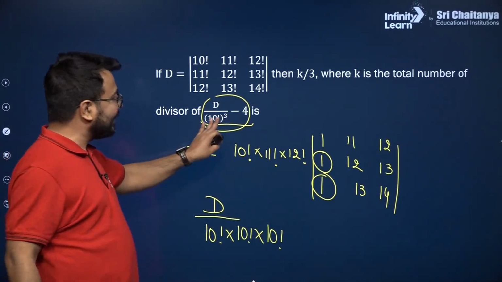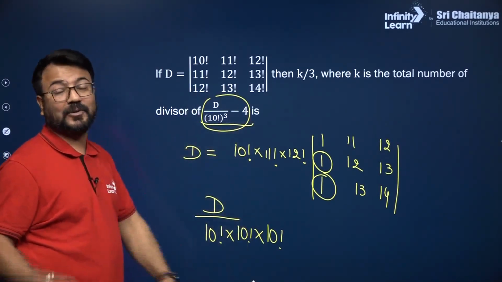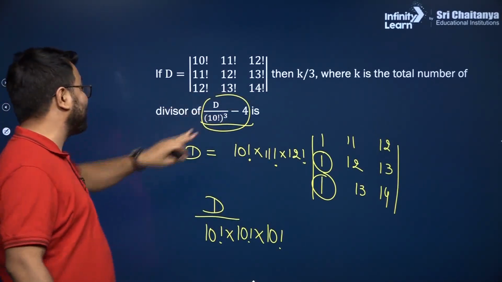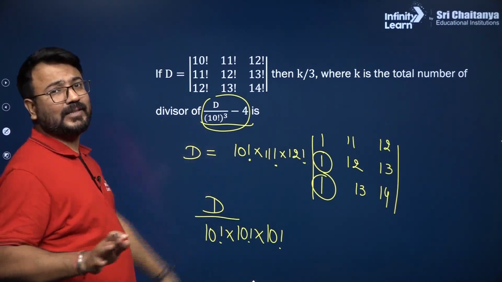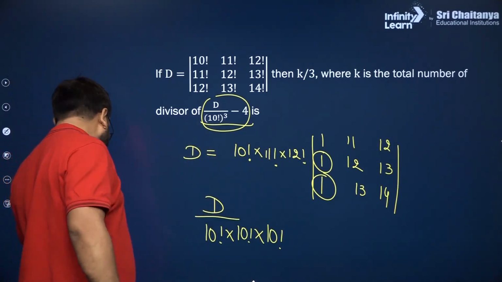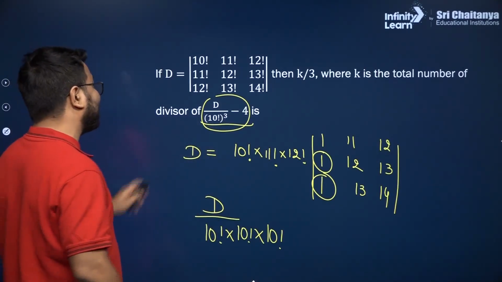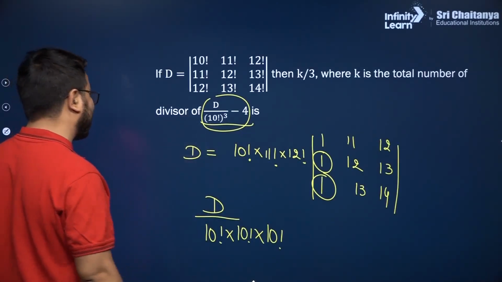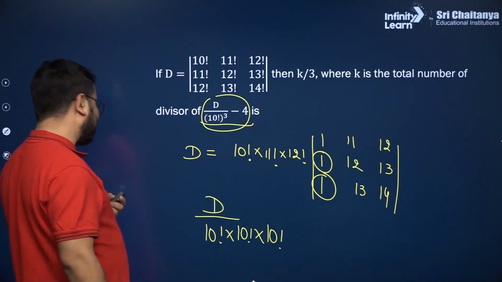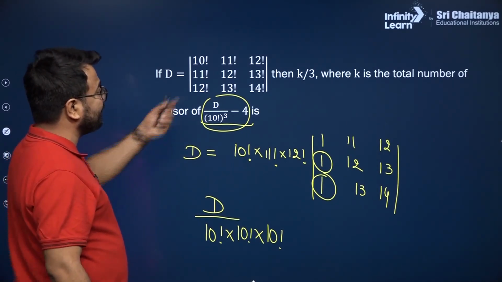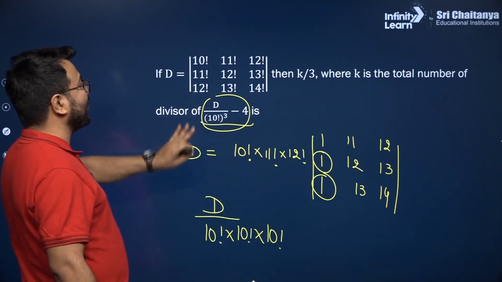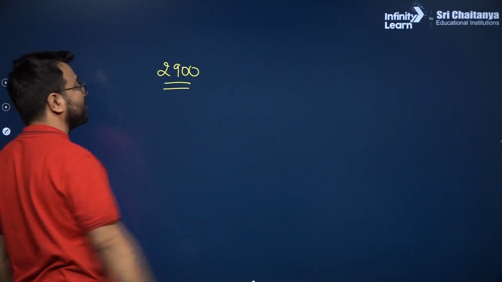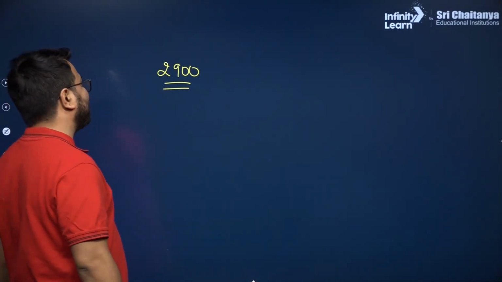Okay. Once I get the value of D upon this, I'll be subtracting 4 from it. I'll get a number, and of that number I need to calculate the total number of divisors. Once I calculate the total number of divisors, that value will be equal to k. The value of k that we are obtaining is 2900, and hence after dividing it by 3, the final answer that we will be obtaining here will be 2900. I hope you are able to understand this.